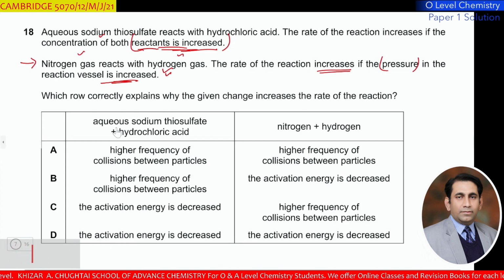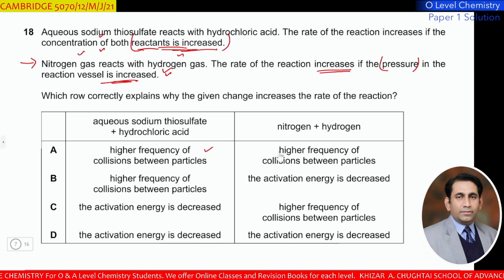Number 1, aqueous sodium thiosulfate plus HCl. Here are the 4 options, 4 basic reasons. Then the mixing of nitrogen and hydrogen, in which we are going to increase the pressure. There are again 4 options. Let me check the first one. Higher frequency of collision between the particles. Yes, because of the concentration, there is a high frequency of effective collisions. The more crowded the particles, the more chance of effective collision per unit time. So this one is the correct one.